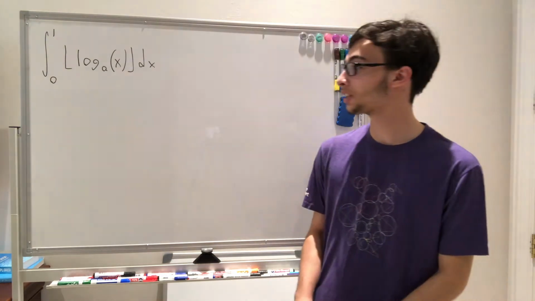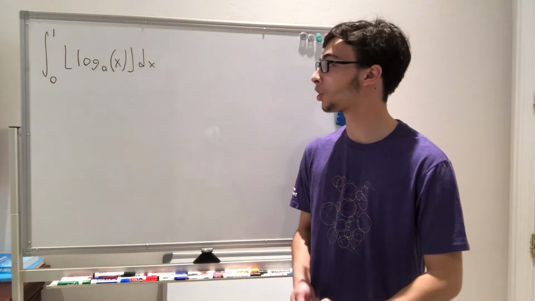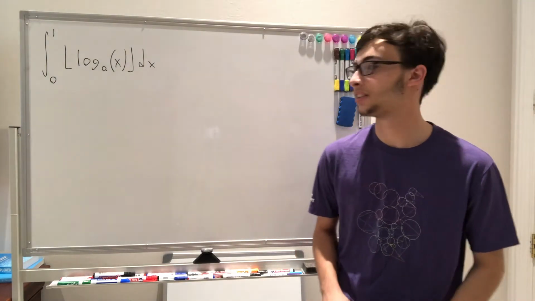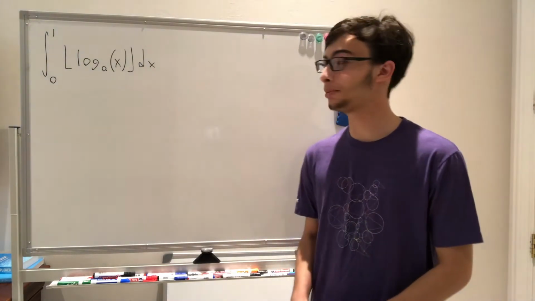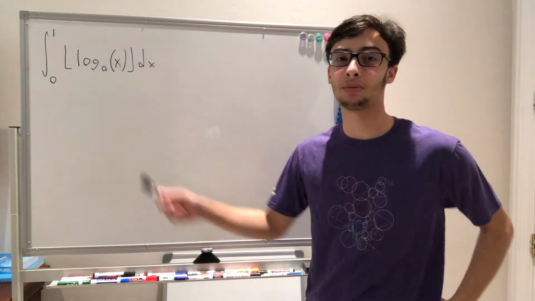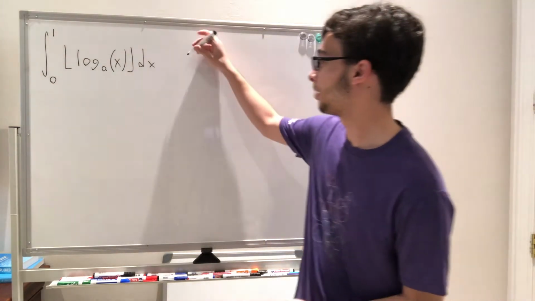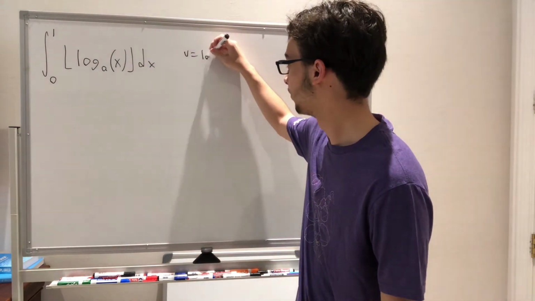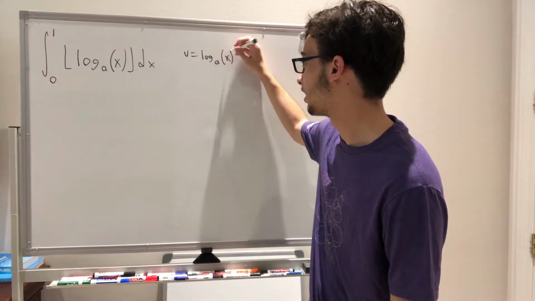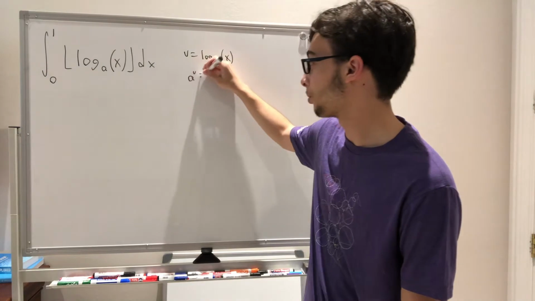Today we're going to be doing the integral from 0 to 1 of the floor of the log base a of x dx. Now, when I first see this problem, I immediately want to get rid of this log base a of x because it's really messy and I don't know how to take the floor of it. So to do that, I'm going to use simply u-sub. u equals log base a of x, and so that makes a to the u equal to x.